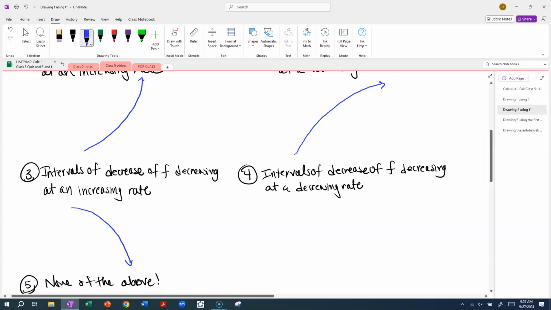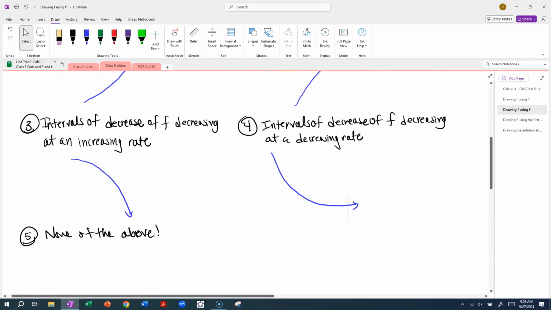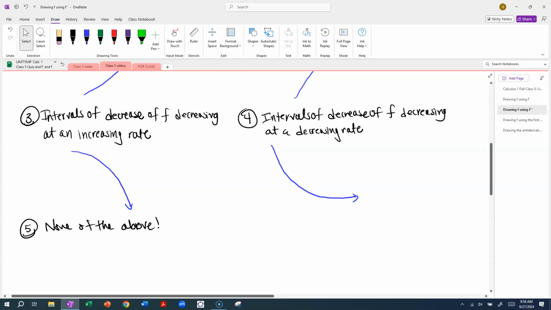The fourth one is intervals of decrease of f are decreasing at a decreasing rate. So the slope is negative, but it's getting less negative over time. Maybe exaggerate this a little bit more: steep, and then becoming less steep over time, something like exponential decay. Or we could have something not above, where f is not increasing or decreasing in rate, so it's just straight.